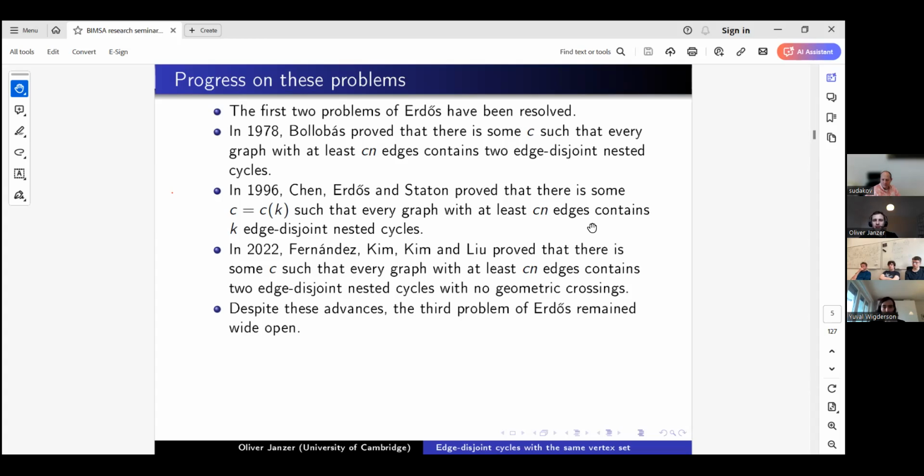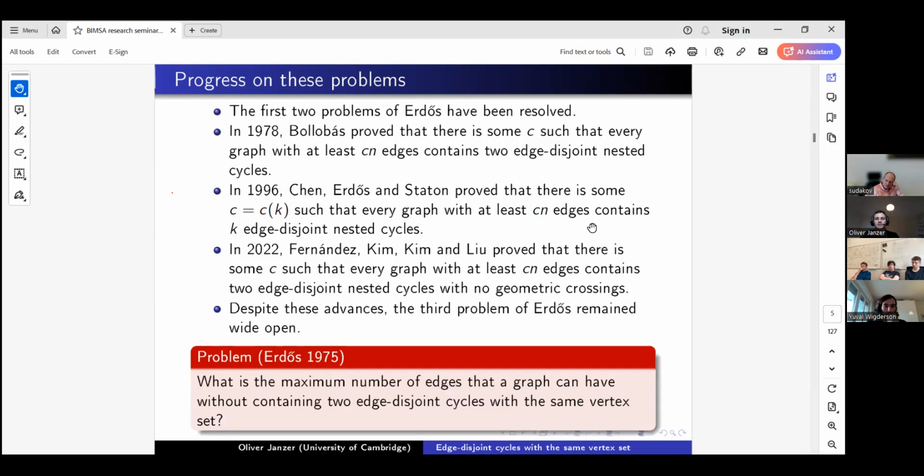Despite these advances, the third problem remained open, and these results do not say anything about the third problem. They don't give any bound on that. So let me restate for your convenience this problem. What's the maximum number of edges that a graph can have without containing two edge disjoint cycles with the same vertex set? That's going to be the problem I'll talk about today.